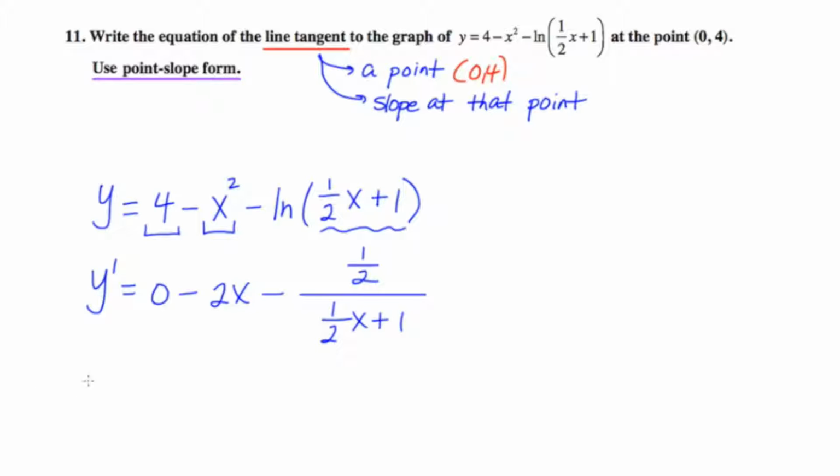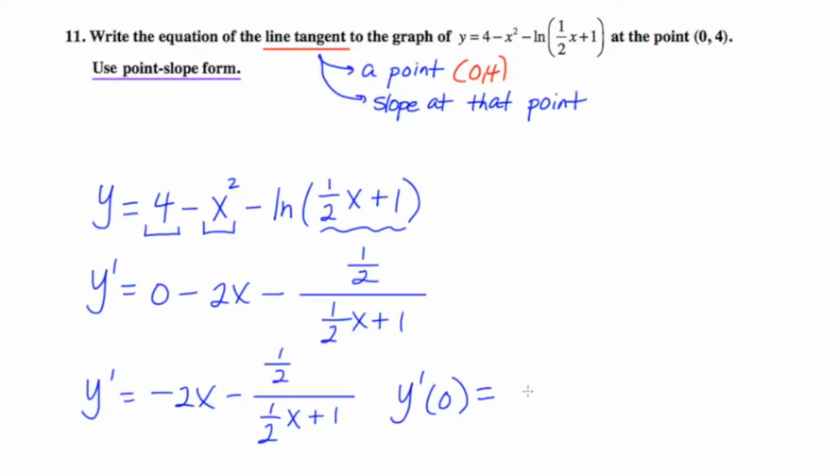So rewriting this a little bit more simply, we have the derivative is negative 2x minus 1/2 over 1/2 x plus 1. Now I could probably write that even more simply, but I really don't care because all I need to do is evaluate this derivative at the point x equals 0. And what this means is I'm going to replace every occurrence of x with 0.